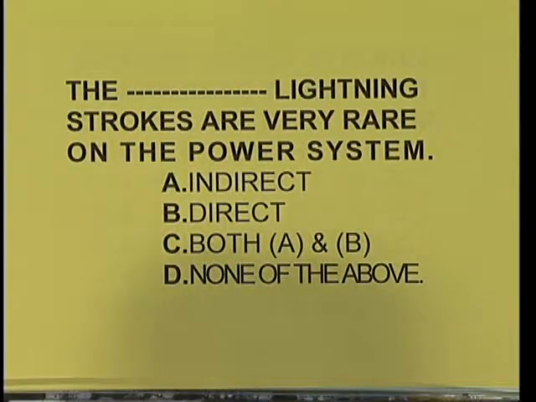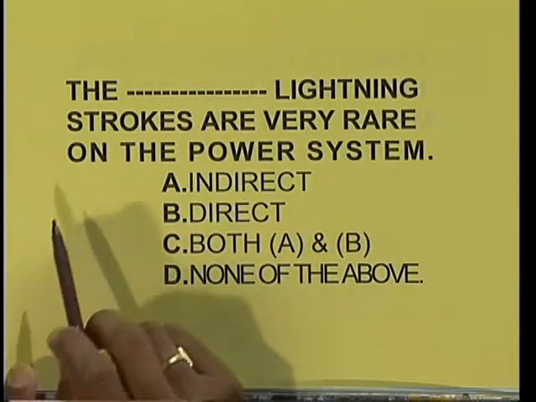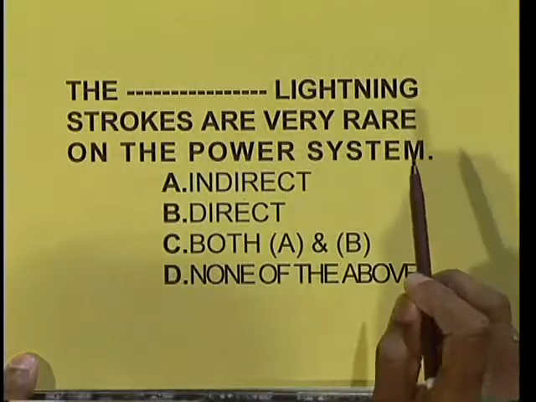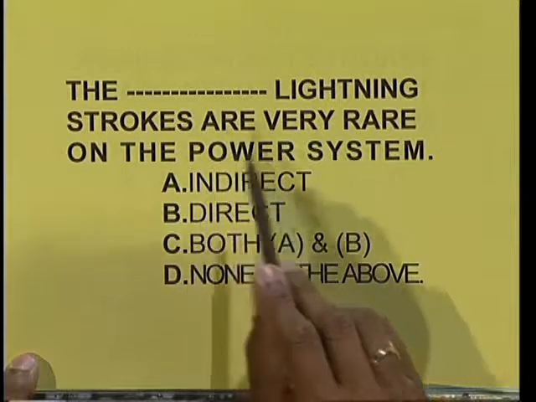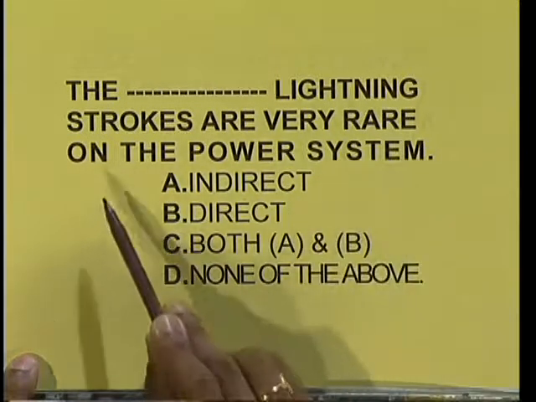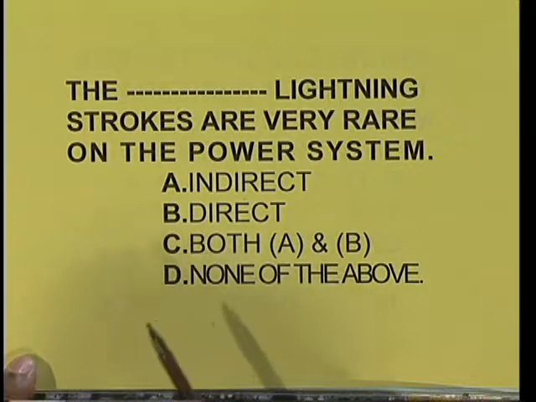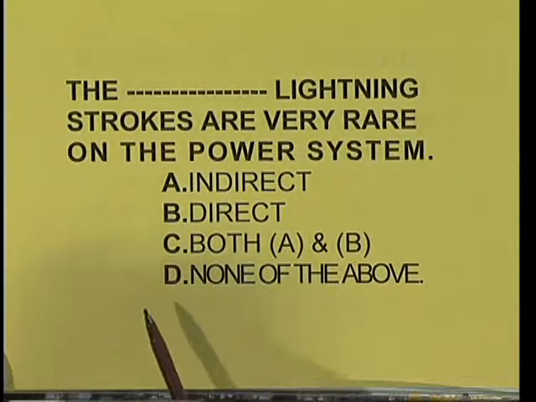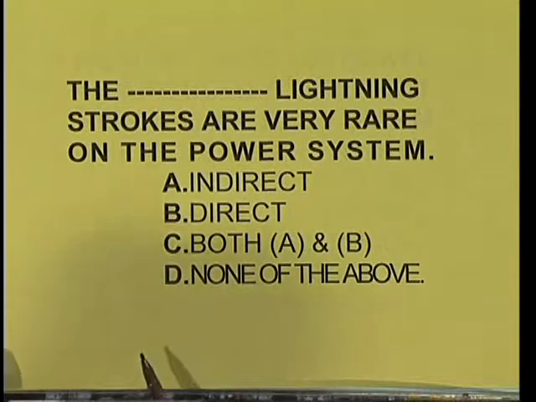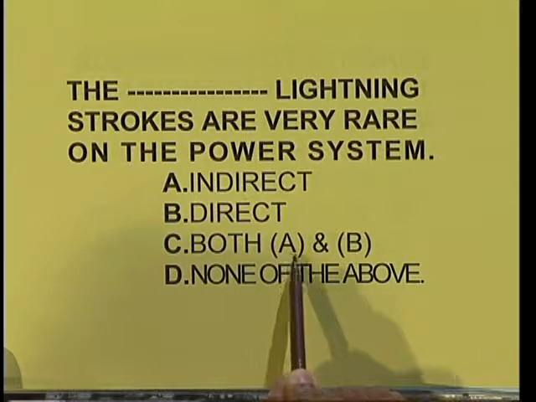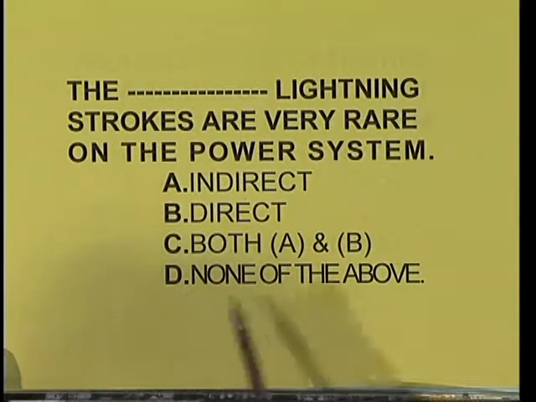And the next one is, the lightning strokes are very rare on the power system. A. Indirect, B. Direct, C. Both A and B, D. None of the above.